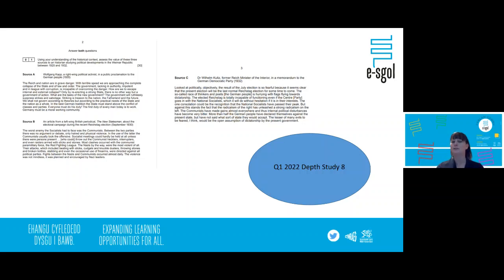This is the 2022 Depth Study 8 paper, so last year's Depth Study 8 paper, and you can see that you've got the question at the beginning and it starts with that stem, using your understanding. So we know straight away it is 2022 or onwards. Then you have your source and you have the attribution, the information about who's written it and why it was written. That comes above the source. Then you have your 3 sources which go across 2 pages. So that is how it is laid out.